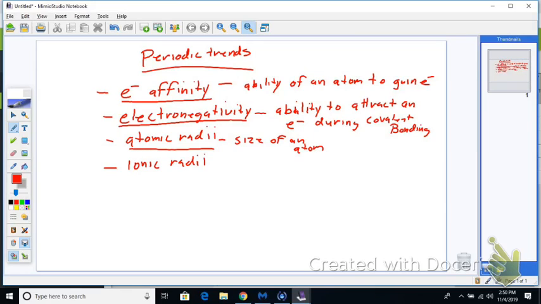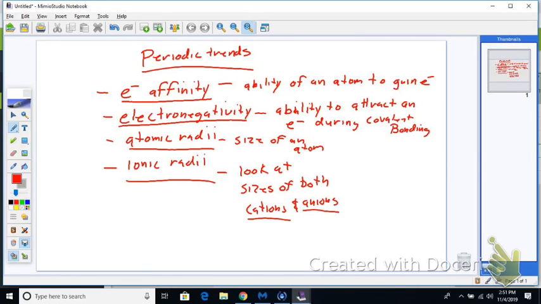Atomic radii is just the size of the atom. So radii would mean the distance between the central portion of the atom and the outer portion of the atom. And so it gives you an idea about the size of the atom. And ionic radii is similar, but we're going to look at sizes of both cations and anions. Okay? So questions on those.